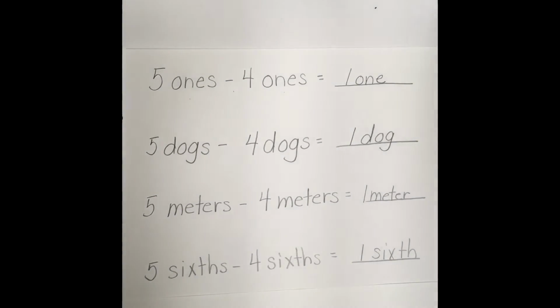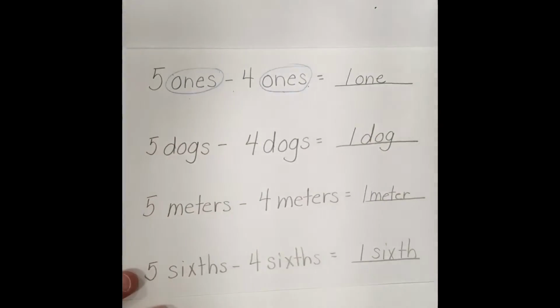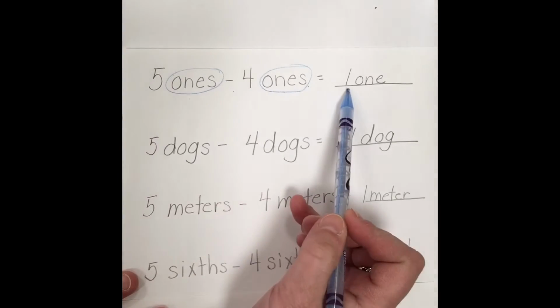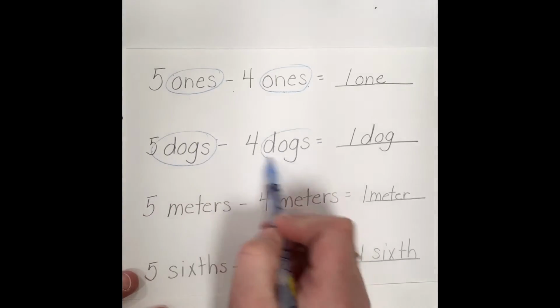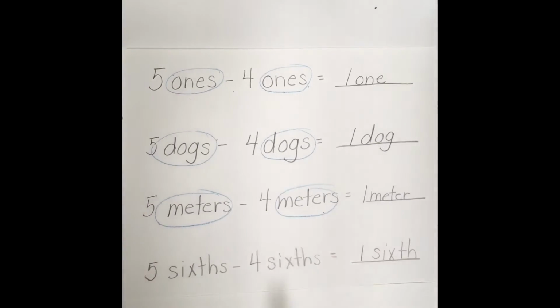Now, these were easy. Why? Because they had common units. When you're dealing with ones, you just subtract the numbers and you keep the same unit. Same with dogs. Same with meters. The same goes for fractions. I can show you the visual on a number line.